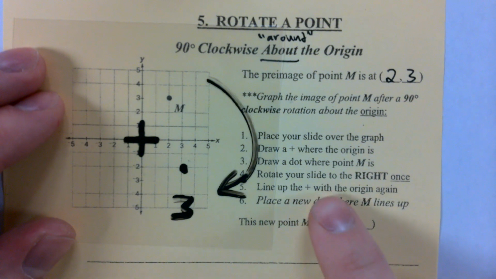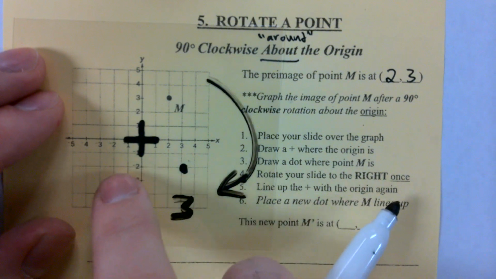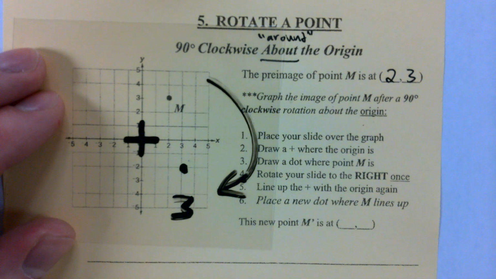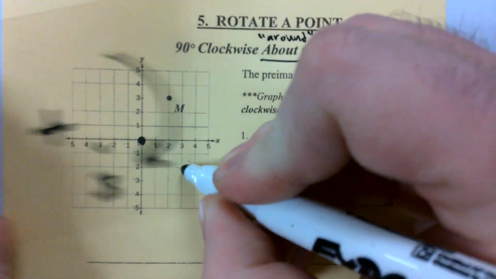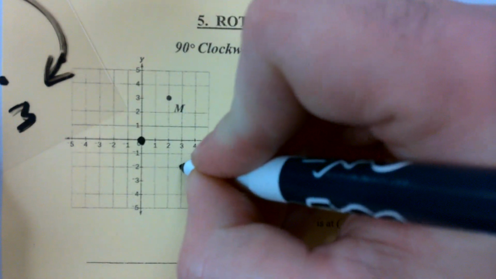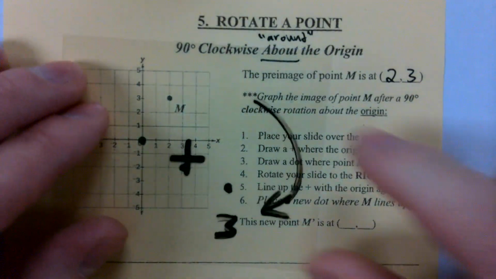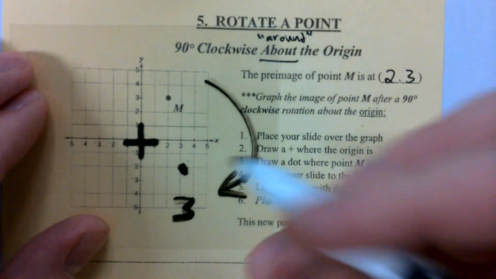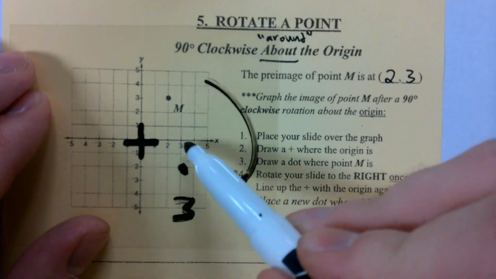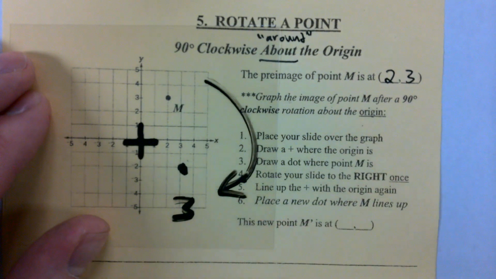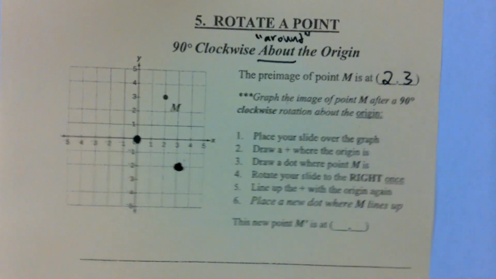So step 5 is lining up the plus sign with the origin again. That's right there. And now we're going to place a new dot where M lines up. Now this part is a little bit tricky because we have to see where that point's going to be. And then we move our slide and make the point right there where it goes. So you can either hover your pencil directly above the point, or you can take a look and go, oh, I need to draw a point at 3, -2. Boom, that's where I draw my point.